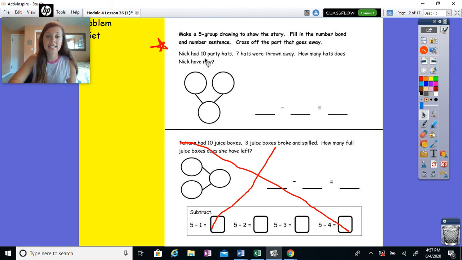Nick had 10 party hats. 7 hats were thrown away. How many hats does Nick have now? Now, I'm challenging you because the last 2 questions, they did the picture for us. This time I want you to draw the picture. So you're going to draw 10 of his party hats, and then you're going to cross out 7. And that's the only hint I'm going to give you. Don't forget, you need to fill in your numbers for the number band and numbers for the number sentence. You do not need to do this one. That's why there's a big X on it.